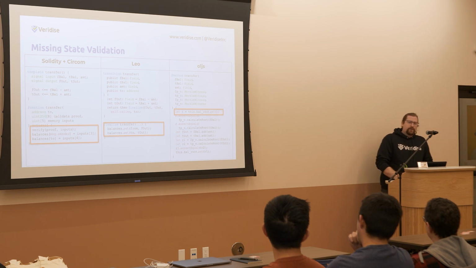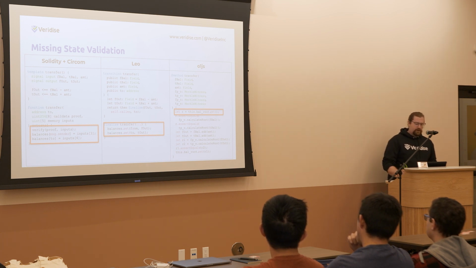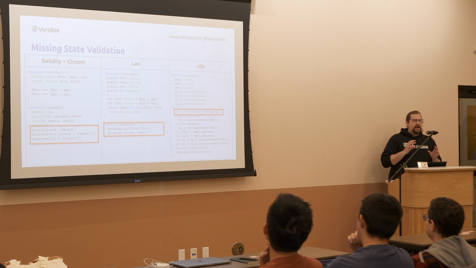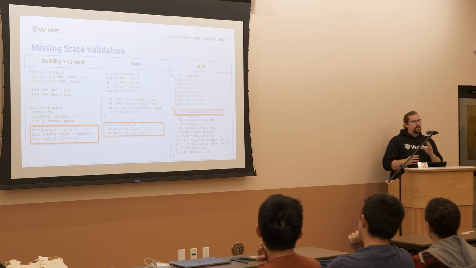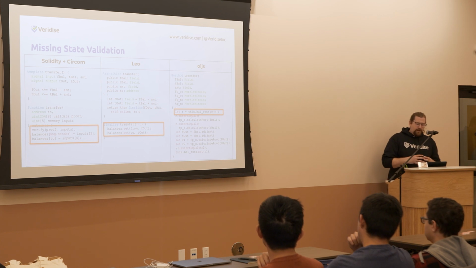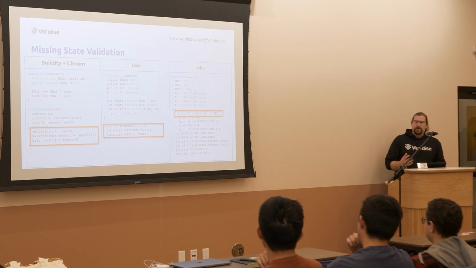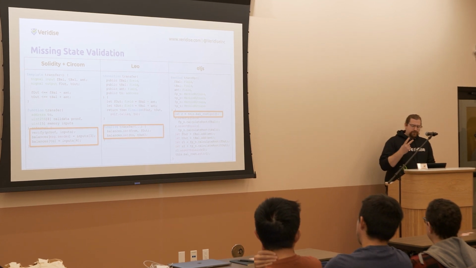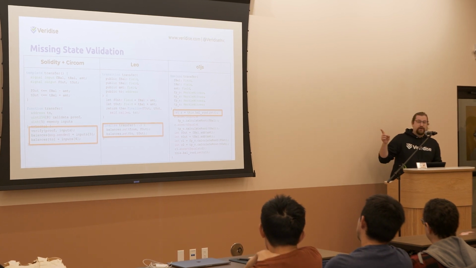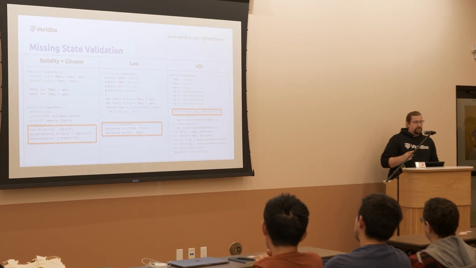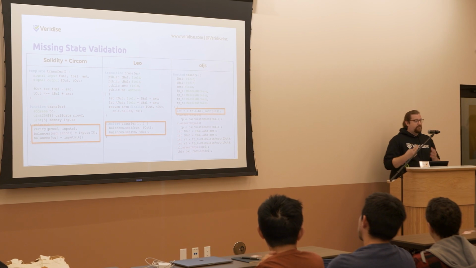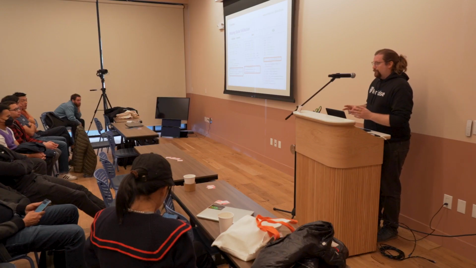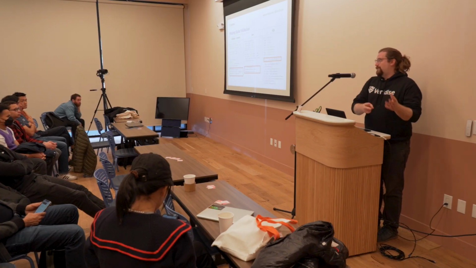Finally, in O1JS, it looks a little bit different because in O1JS, since they have the circuit logic and the smart contract logic in one function, in order to retrieve state you actually need to do two things. The first thing is get the state on the smart contract side, but then the second thing is you have to assert that the state that you retrieved is actually equal to the state in the smart contract side.